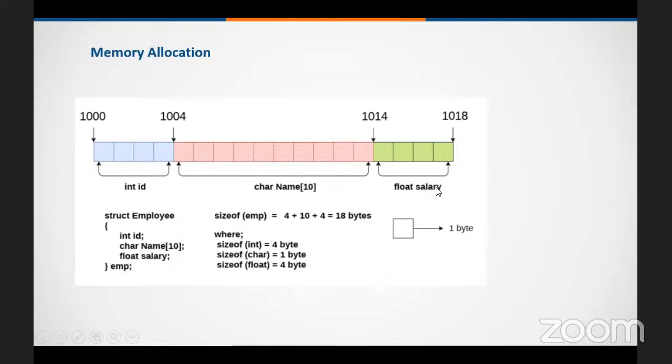Okay, so ID integer, how many bytes will it occupy? 4 bytes it will occupy, right? 4 bytes of memory will be occupied for the integer. That is, the address is 1000, 1001, 1002, 1003, up to those 4 bytes. After that, for name, the name address starts at memory address 1004.